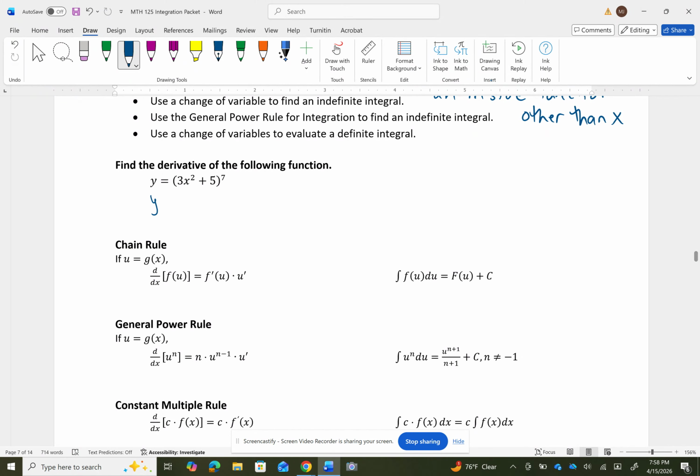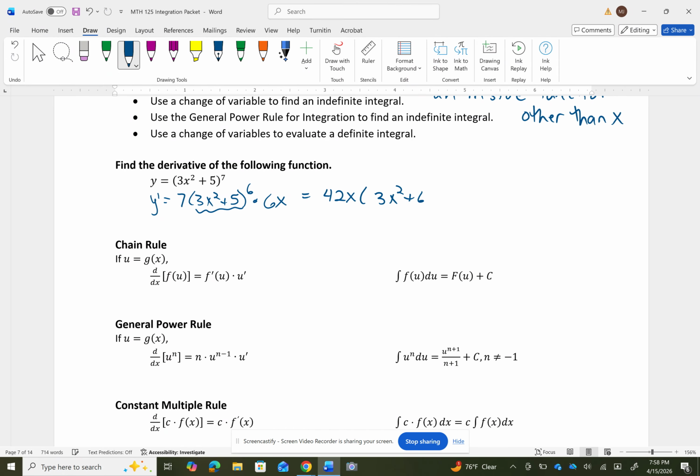the 7th, we know how to do that. We bring the exponent down, we subtract 1 and get a 6, we multiply by the derivative of the inside function, and we wind up with 42x times (3x squared plus 5) raised to the 6th power. That would be the derivative, that would be dy/dx.